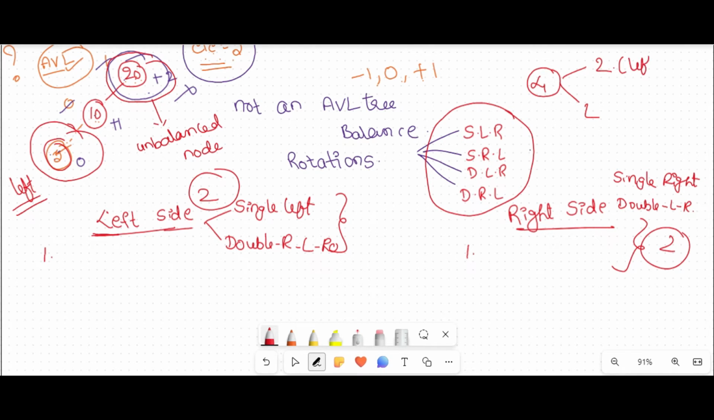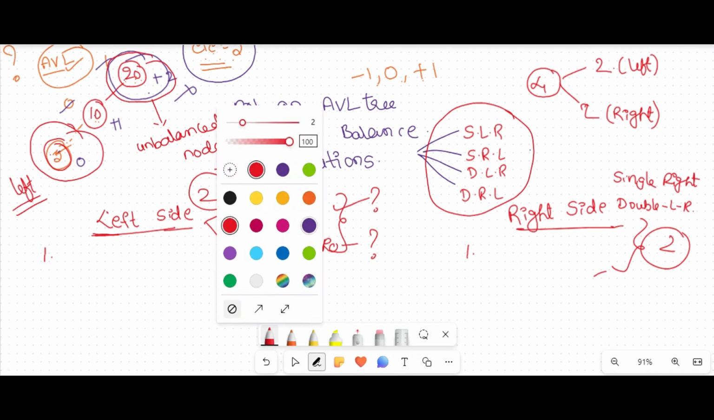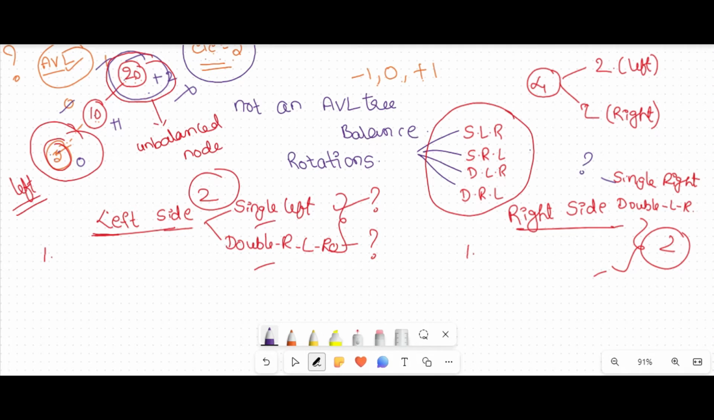So these two rotations if you have inserted on the left side, and 2 rotations if you have inserted on the right side. Now, what are those 2 rotations? Here I have mentioned. Now, when we have to apply single left, and in these 2 rotations, when we have to apply this rotation, when we have to apply that rotation. Again, here also, when we have to apply this single right rotation, this double left right rotation.